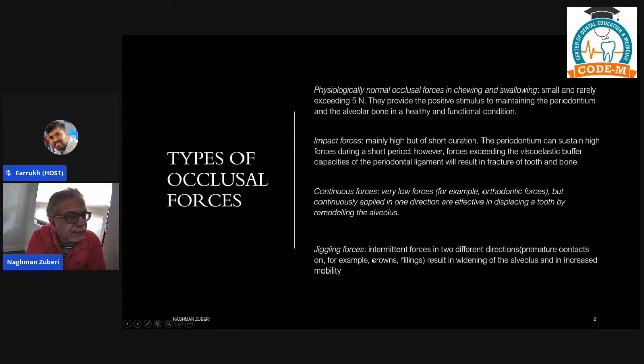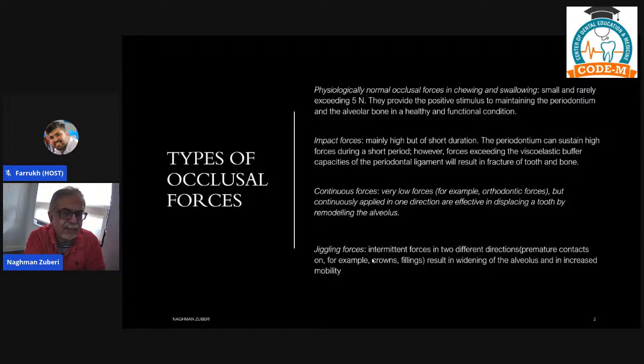And first of all, we have to see what kind of occlusal forces are there. Normal forces are within the physiological limit, which are being dissipated in the process of chewing or mastication, during swallowing, even at times when you just close your teeth for a very short period of time and then come back to the rest position. So these physiological forces are being dissipated to the teeth. They are very small and they rarely exceed 5 Newton.